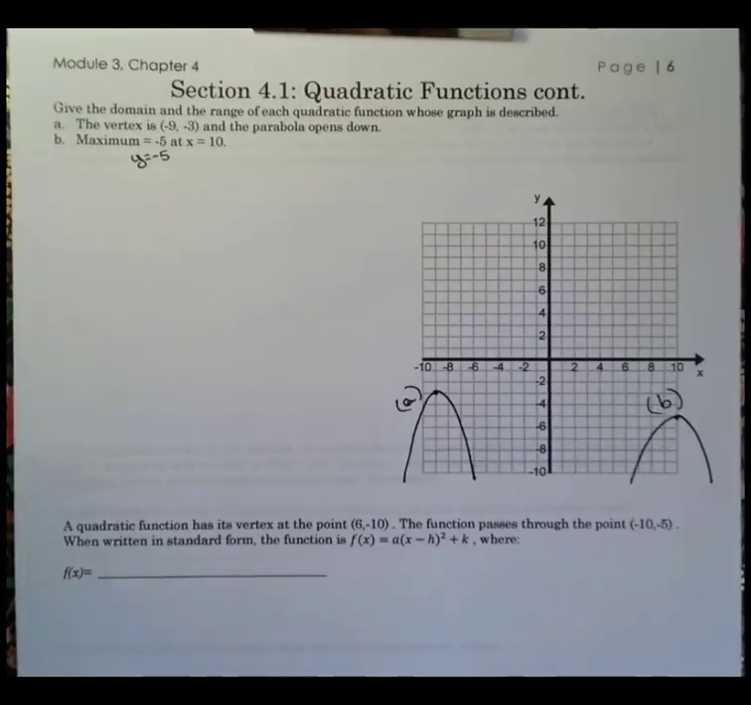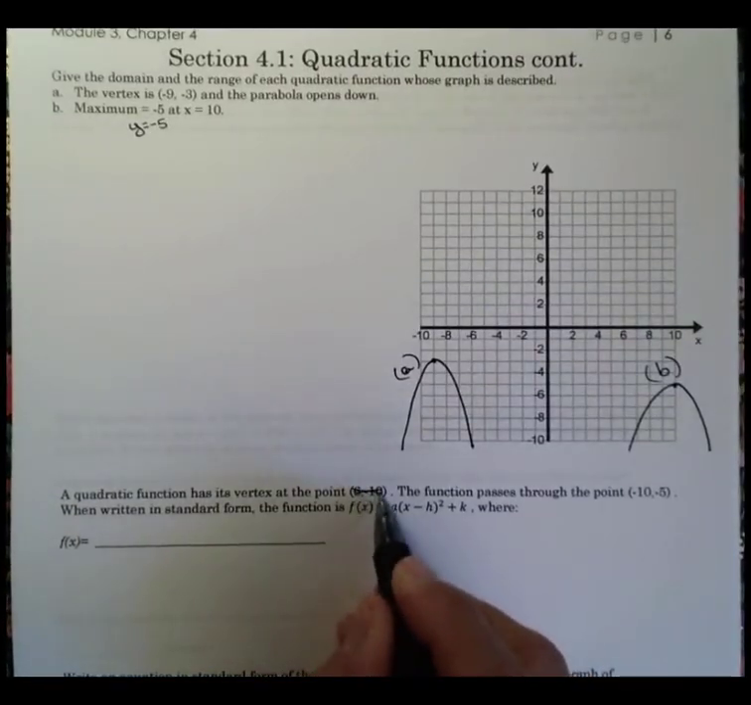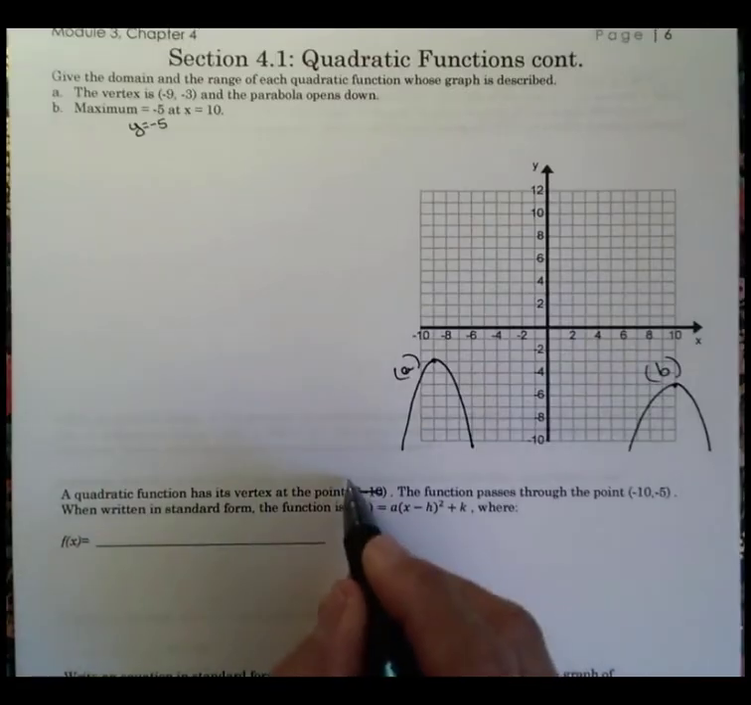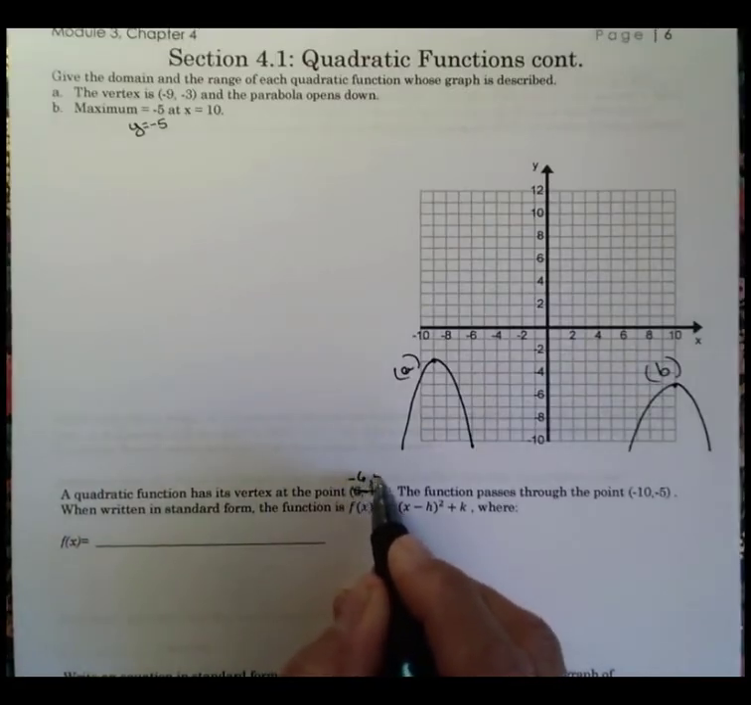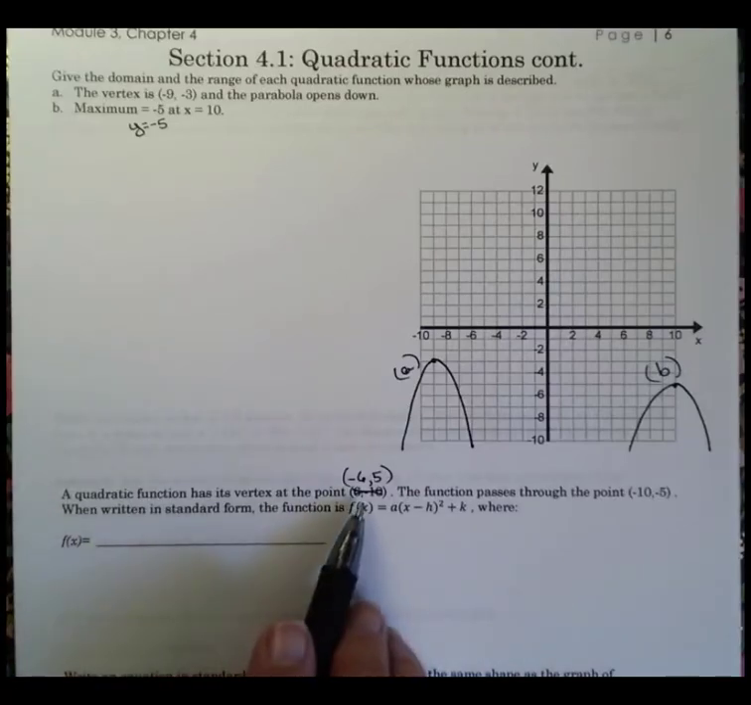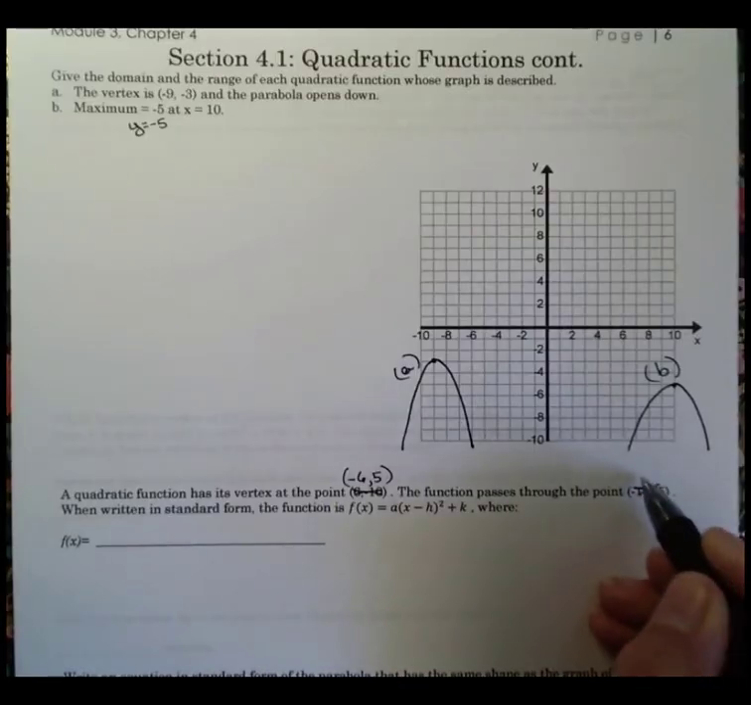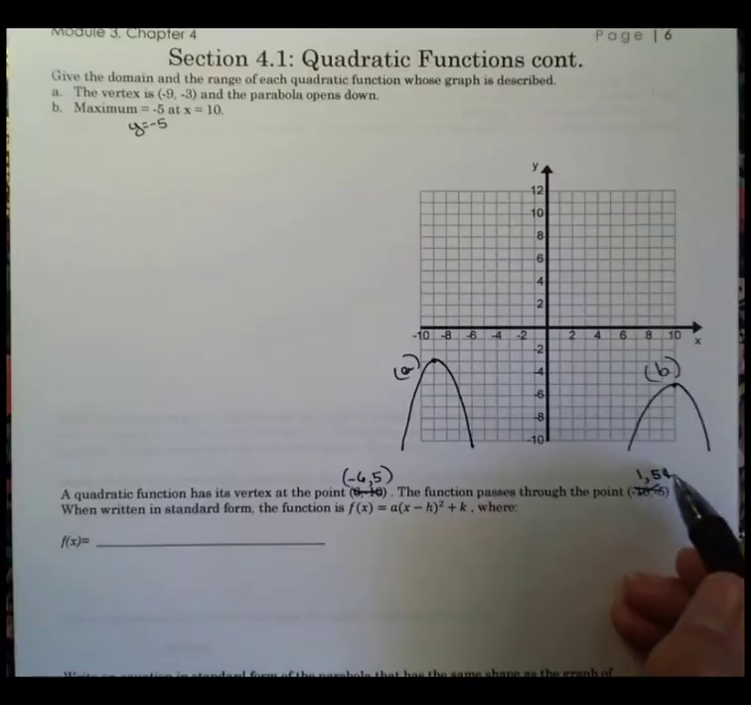Now for this next one, I want to make a change. I want to change these numbers just to make our math a little easier today, to negative 6, positive 5 for the vertex of the quadratic function. And then passing through this point, I'm going to go 1, 54. I believe that will be a better point for us.